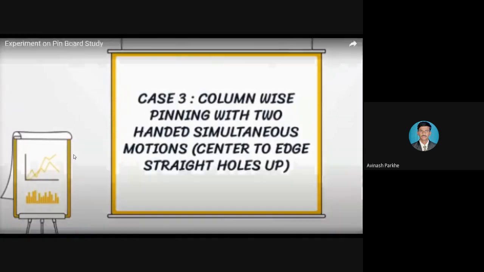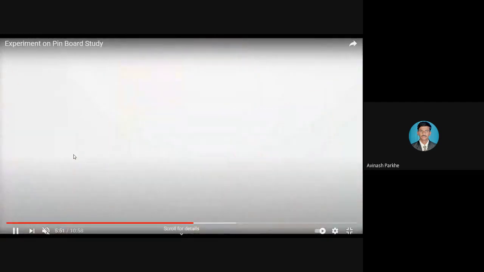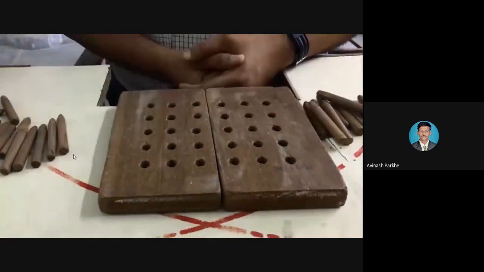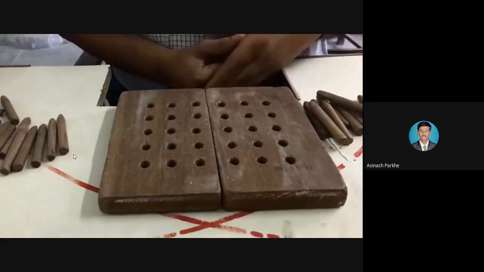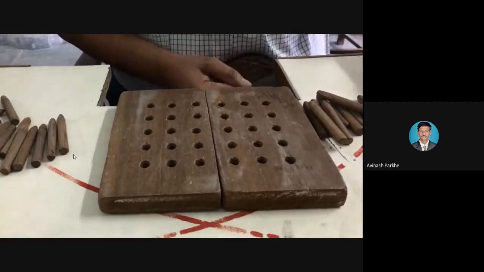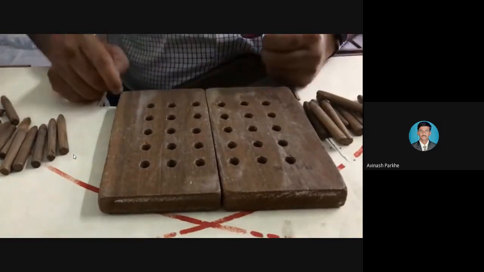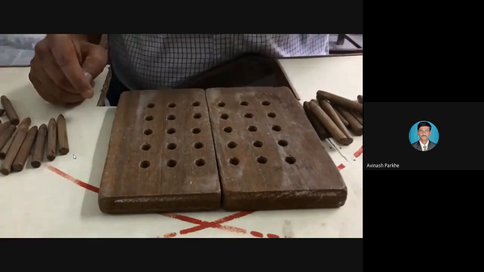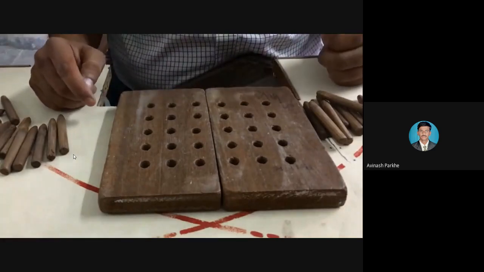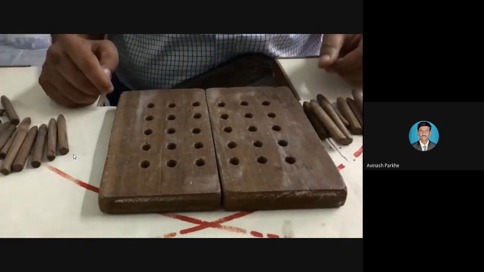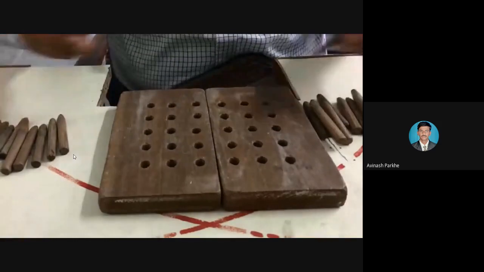In the previous case number 2, I am using both hands. Here also I am using both hands. But in the previous case, I started pin inserting from the outside holes. You can see what modifications they have made here. Instead of inserting from the outside, they are starting from the inside holes, in the column wise only, but starting from the inside.